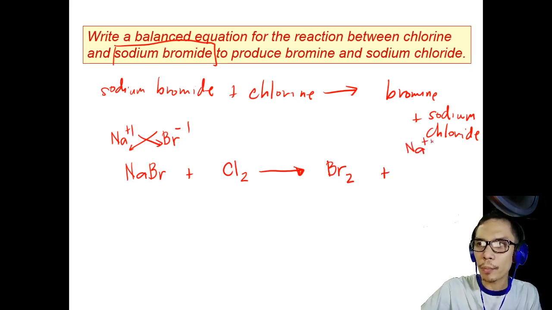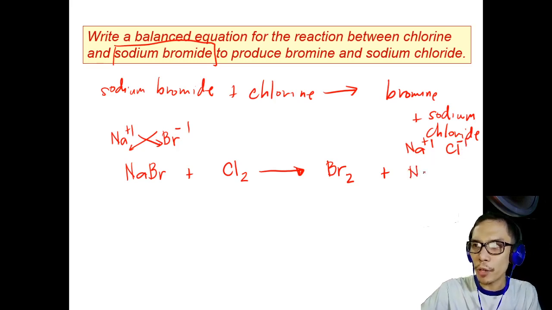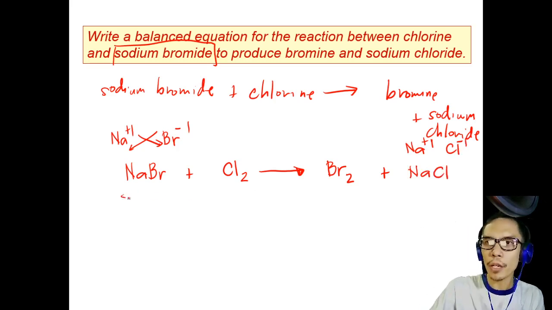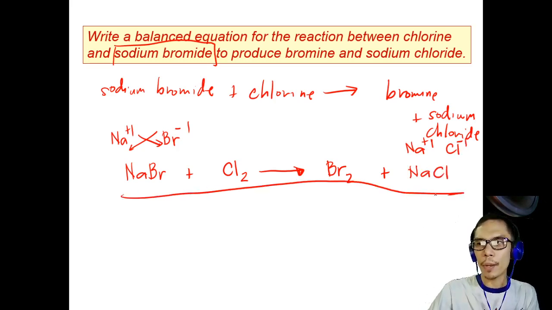How do we form sodium chloride? Sodium is located in group 1, so plus 1. And chlorine is located in group 7, that is negative 1. So just crisscross. You don't need to write the 1 anymore, so it looks like NaCl. Now we have your chemical equation. The problem is that it is not balanced.